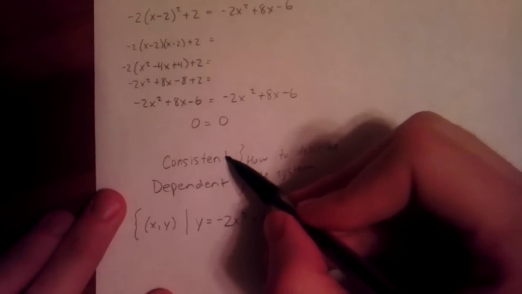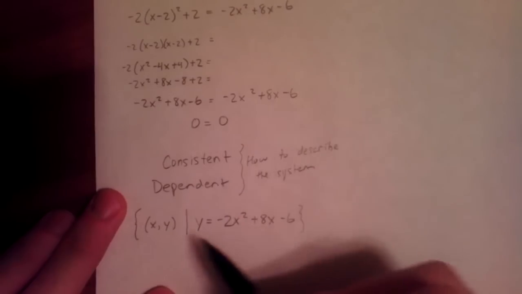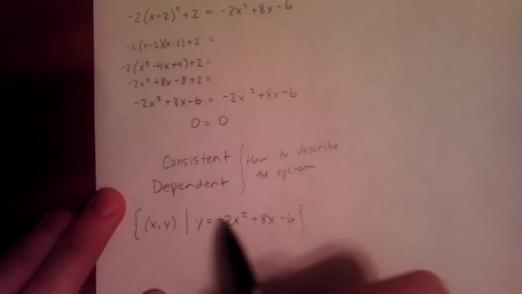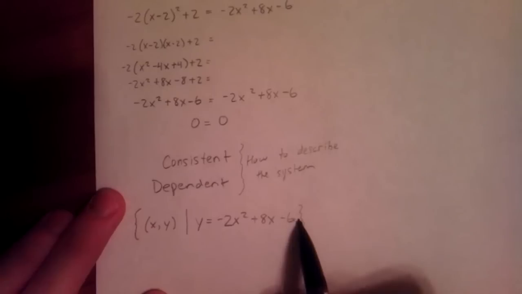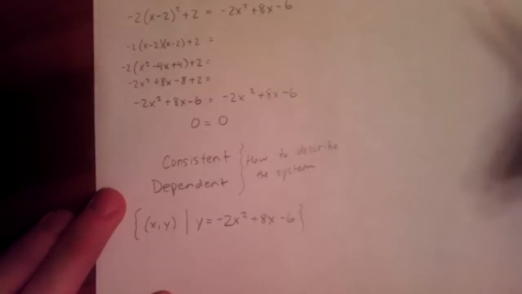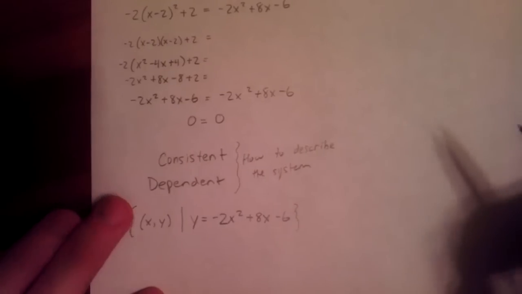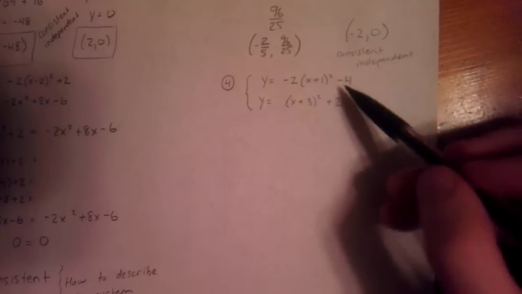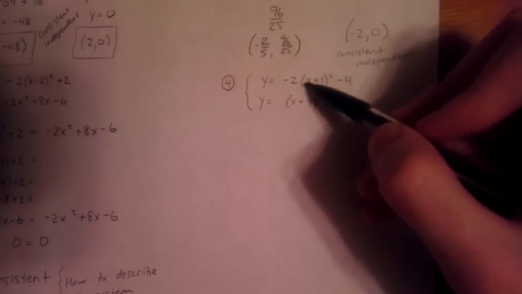Okay, so the system is consistent and dependent, but the solutions are all the points that are on this equation because these two equations are the same. They're both this one.